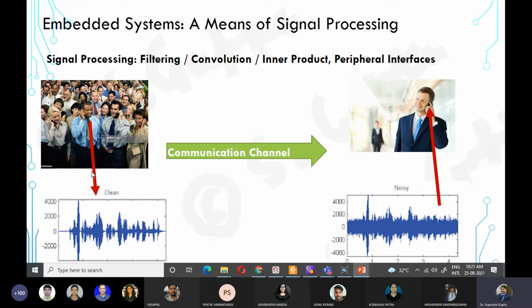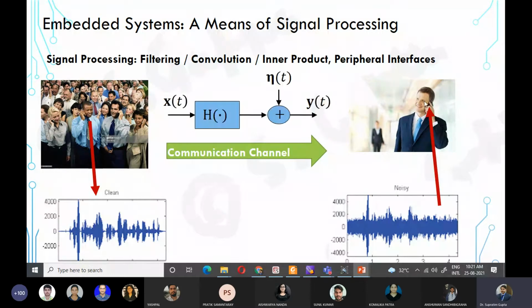Now you can see here this picture where people are talking in a crowd, and now you are the primary user and the other people are the secondary users. Now what we want at the receiving end is to hear only the primary user's voice, and so the surrounding noise must be eliminated. And so this noisy signal must be filtered out at this end.